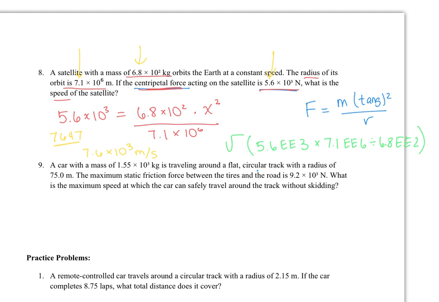Question 8 and question 9 are the same exact question. They just worded it differently, right? They gave you friction, which is a force. They gave you mass. They gave you radius. They're asking for a safe speed, which is what we just solved for. You would do it exactly the same way. All right? So go ahead and try it. Go ahead and try number 9 on your own.